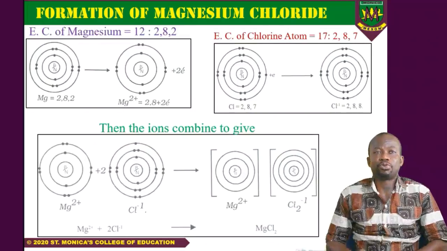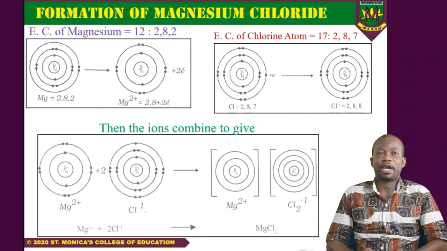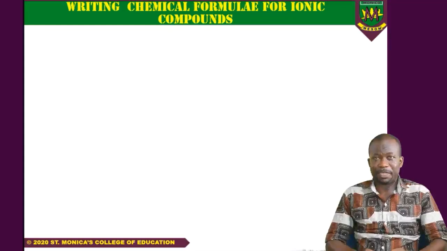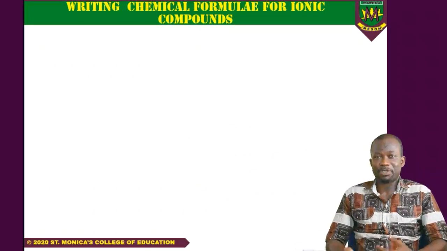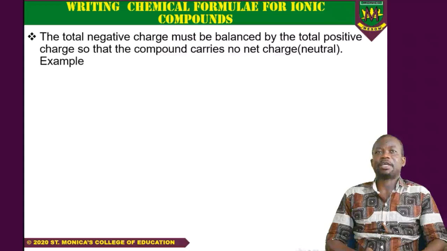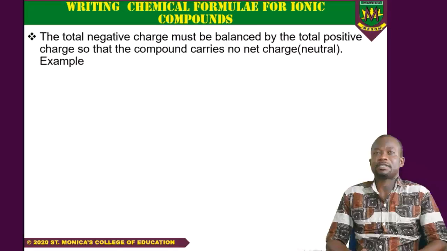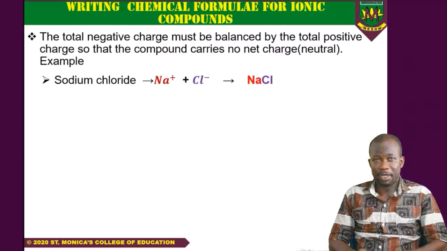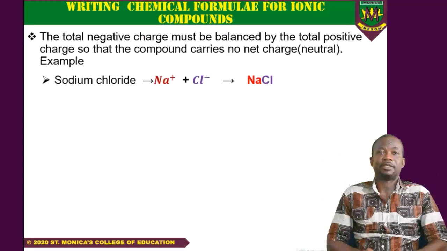Now we're going to writing chemical formula for ionic compounds. Now the total negative charge must be balanced by the total positive charge so that the compound carries no net charge. In other words, we are saying that the compound is supposed to be neutral. So when writing chemical formula for, let's say, ionic compounds, you must ensure that at the end of it all, the formula that is written is neutral.